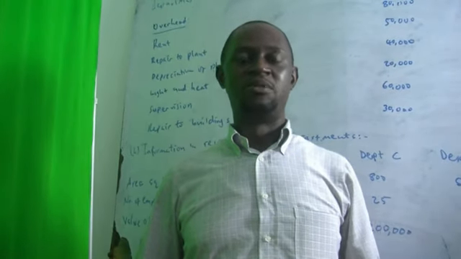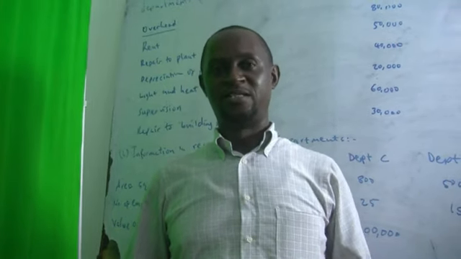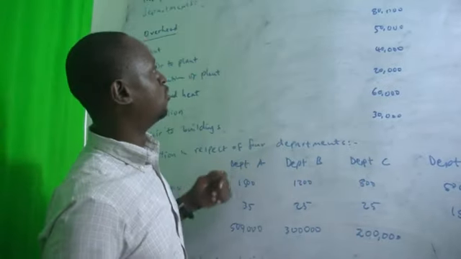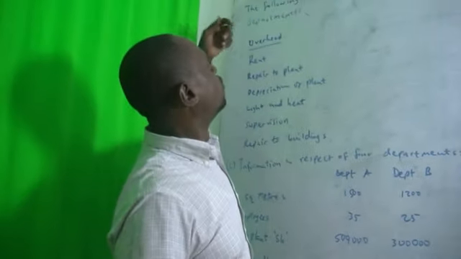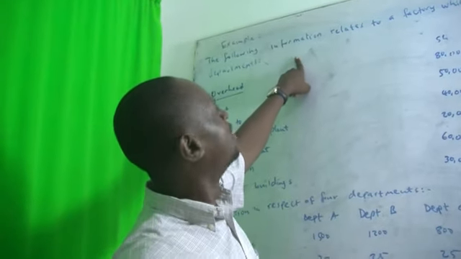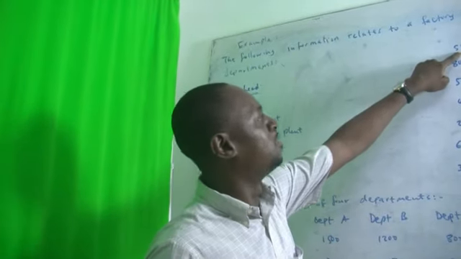This question is about apportioning of overheads. So this is the question. The question says, the following information relates to a factory which has 4 departments. We have the overheads and the figures, which are in shillings here.